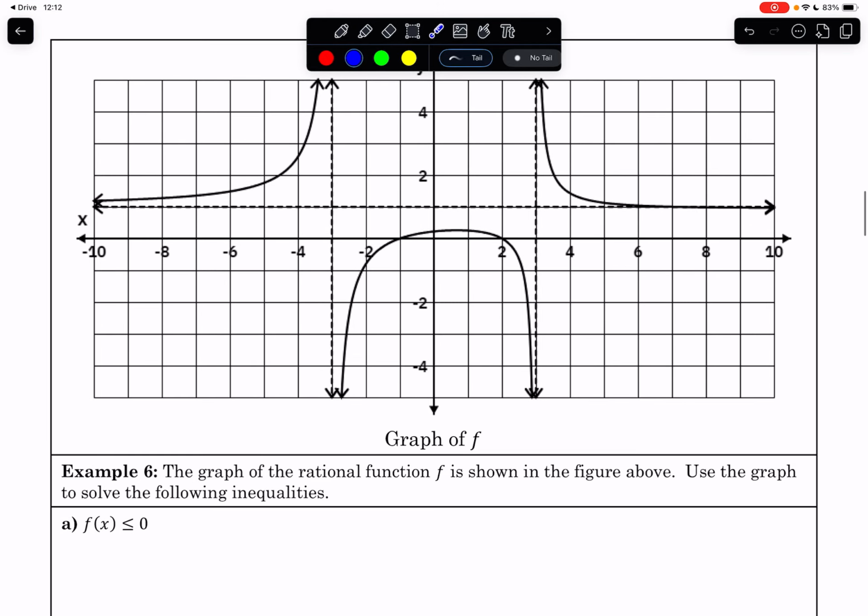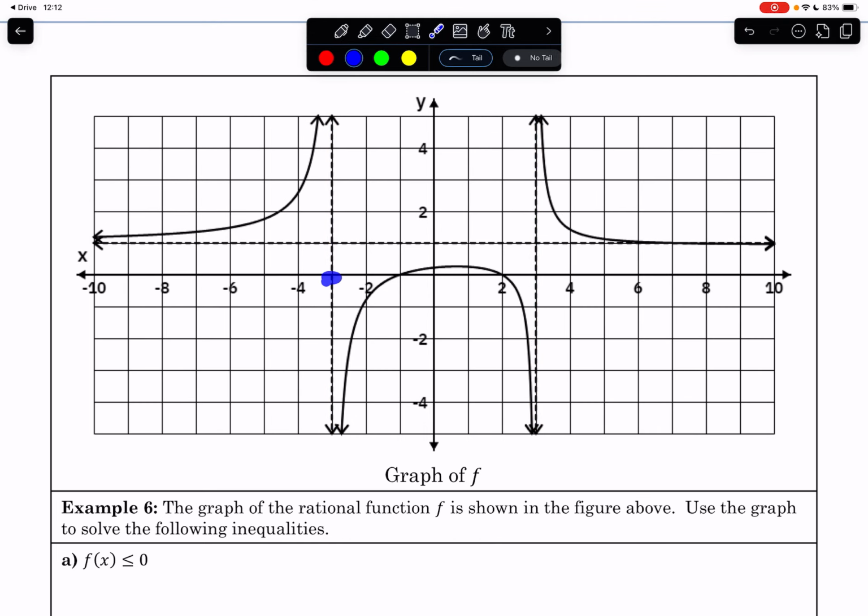So for this example right here, the graph of the rational function f is shown in the figure above. Use the graph to solve the following inequalities. At these locations right there, these vertical lines, these are the numbers that are restricted in the domain. So x cannot equal -3, nor can it equal +3. And from the previous lesson, you should be familiar with this. This right here is our horizontal asymptote. So the left end behavior is approaching, again, this horizontal line of +1.